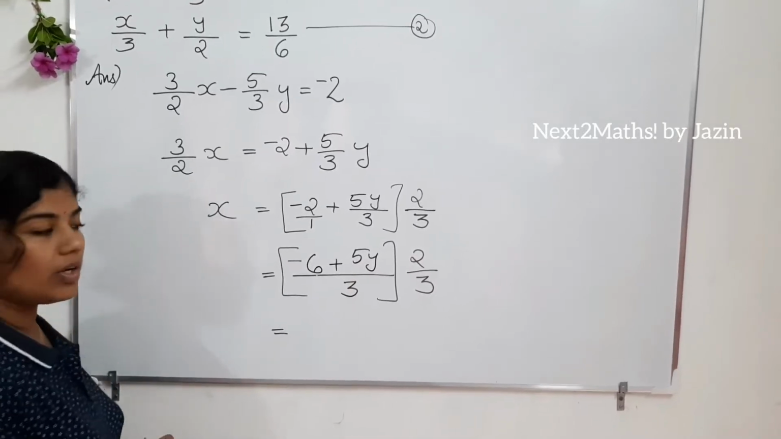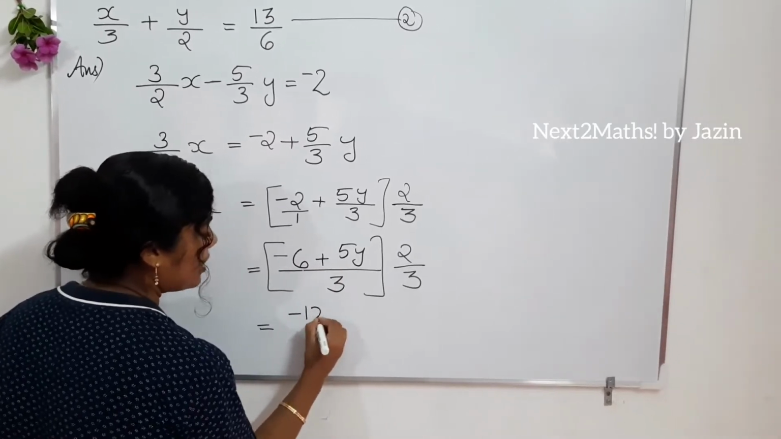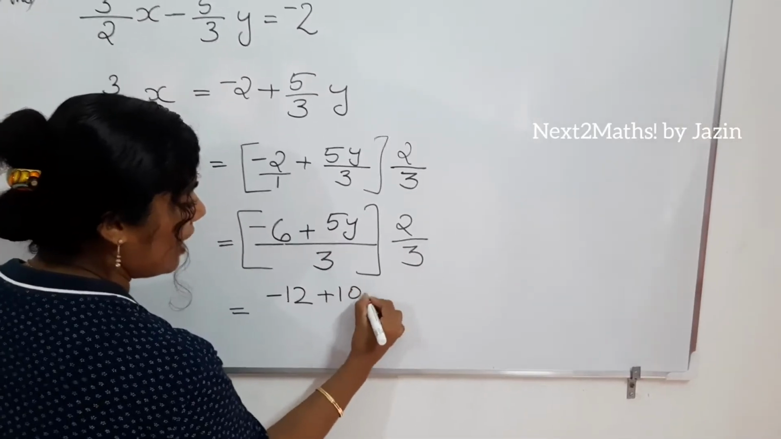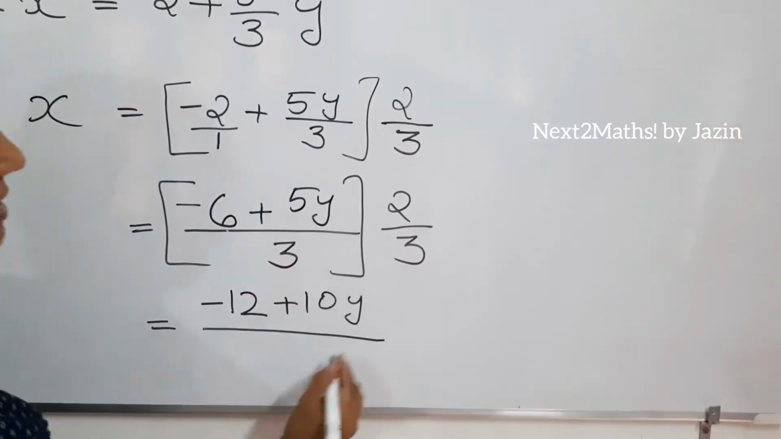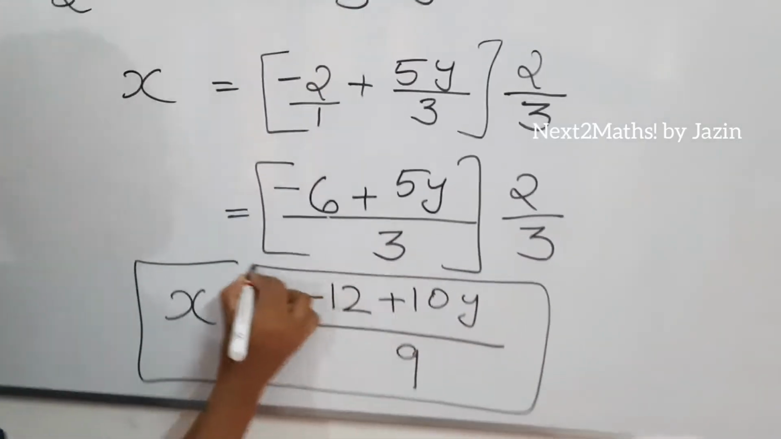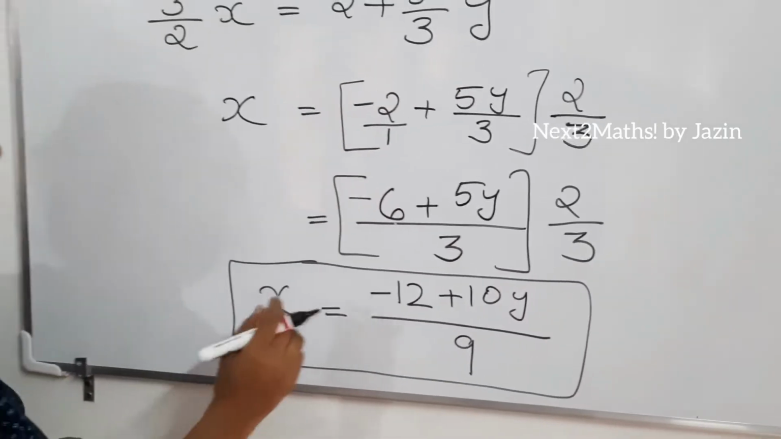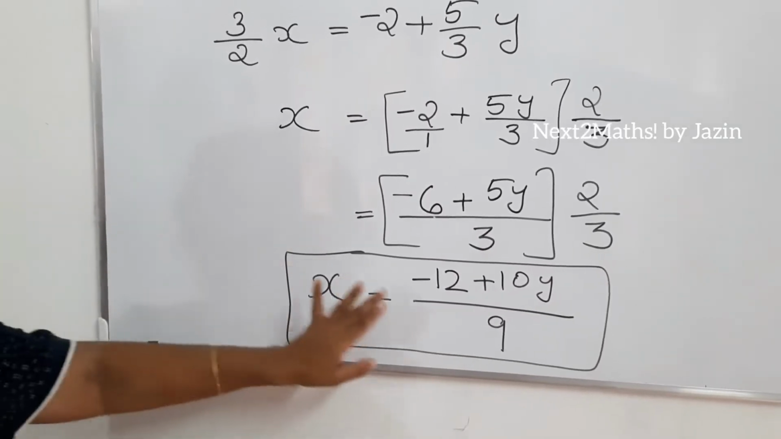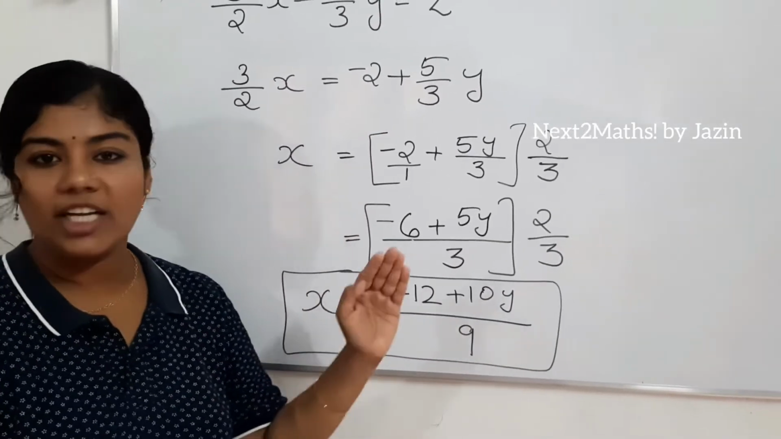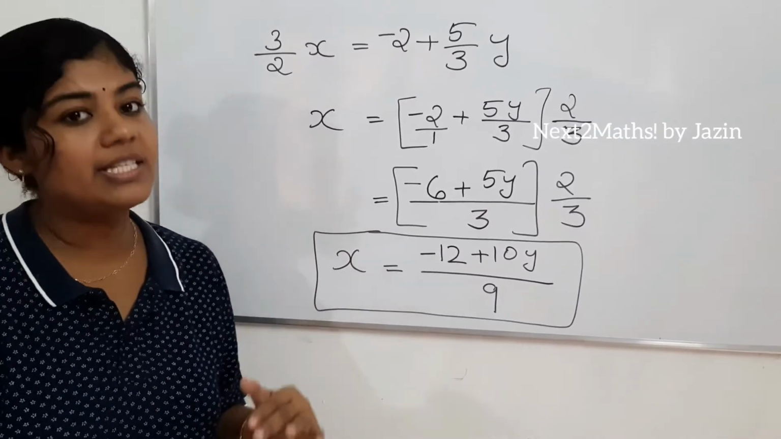So, hope you all got the answer. I am writing the answer. 2 into minus 6 is minus 12, plus 5 into 2 is 10y, divided by 3 times 3 is 9. That is our x. So from the first equation of the pair of linear equations, we found what x is. And this x, we are substituting in our second equation. Then we will get what y is.